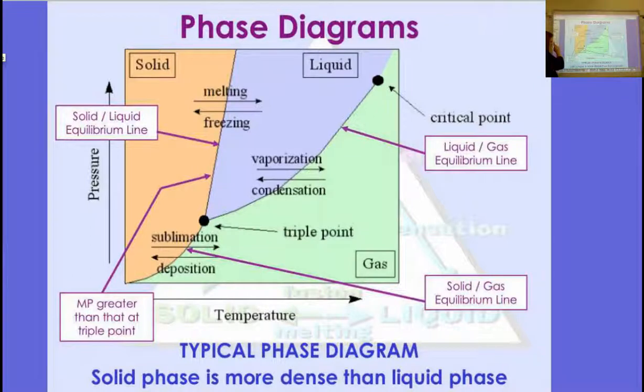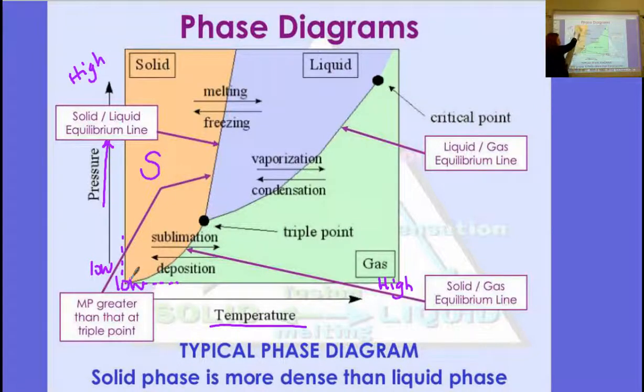Here's what a phase diagram looks like. You have temperature on the x-axis, and we have pressure now on the y-axis. These would be low temperatures. These would be high temperatures. These would be low pressures, and this would be high pressure. So, at a low temperature and low pressure, I usually exist in the solid phase. Low temperature, low pressure, this is the solid phase. On the flip side of that, if you're at very high temperatures, this is the gas phase.